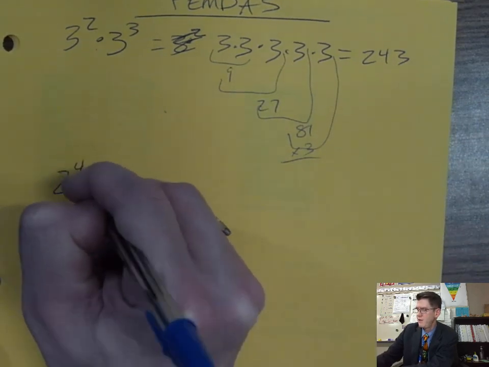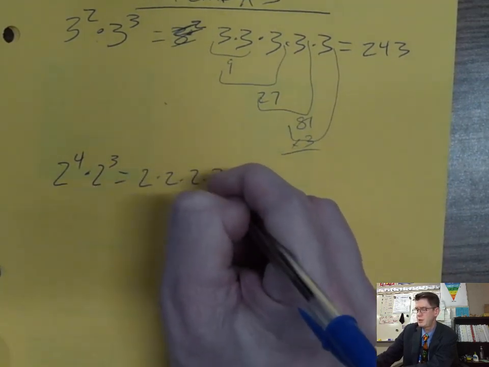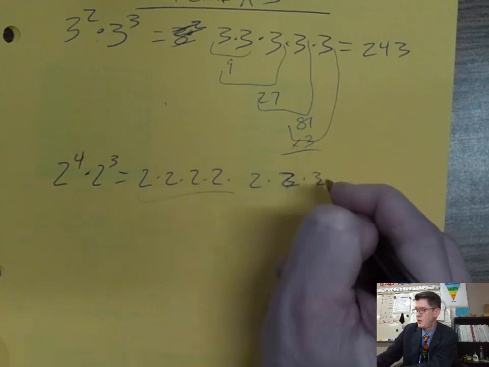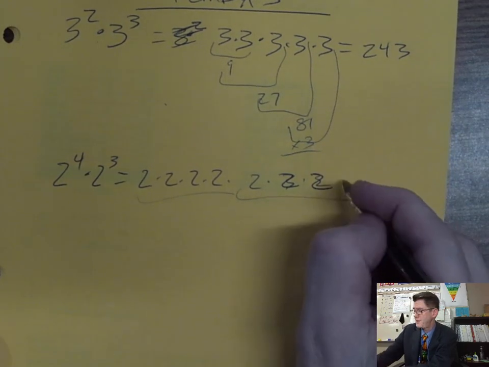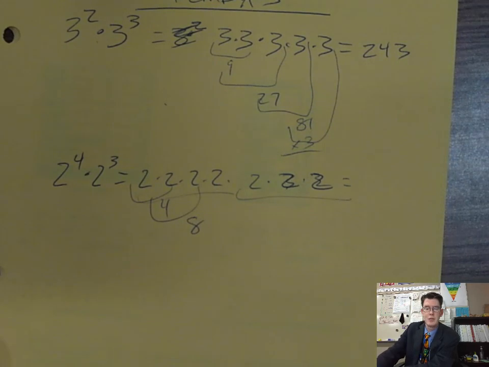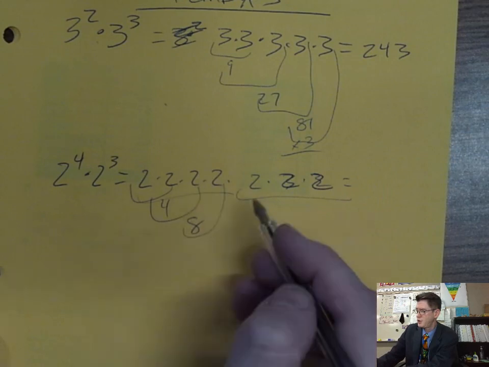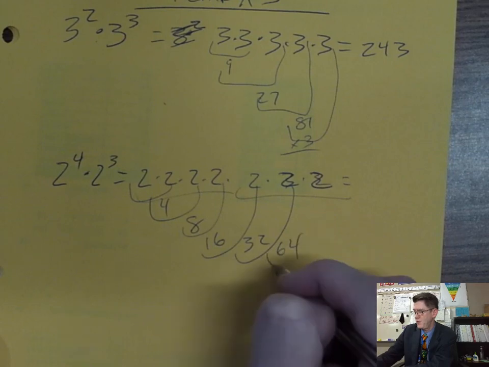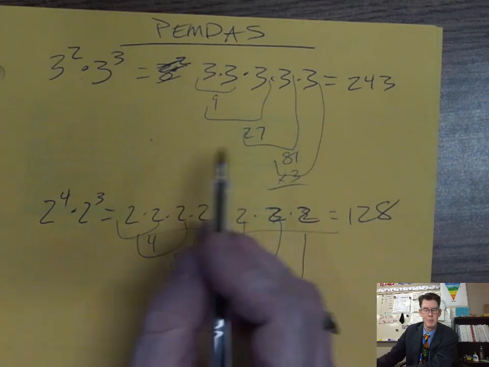What's 2 to the 4th times 2 to the 3rd? Well, it's 2 times 2 times 2 times 2, and that's the 4th. Times 2 times 2 times 2, there's the 3rd. Now you just figure it out. 2 times 2 is 4, times 2 is 8, times 2 is 16. Double that to 32. Double that to 64. Double that to 128. So you can multiply them together.